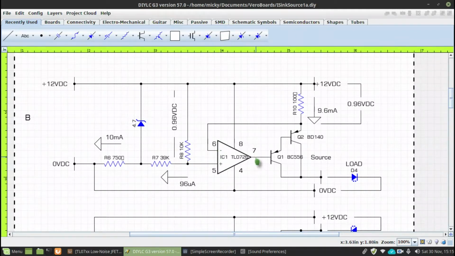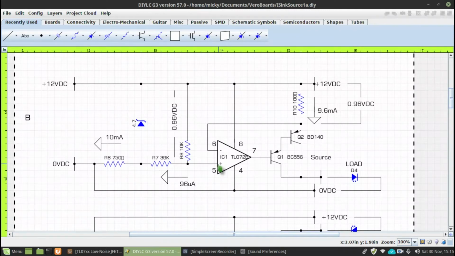The output here, which is at pin 7 of that op amp, would go up. The emitter of Q1 would go up, and therefore the emitter of Q2 would also go up, compensating for the downward motion of the voltage there. So therefore that's a definition of negative feedback, isn't it?